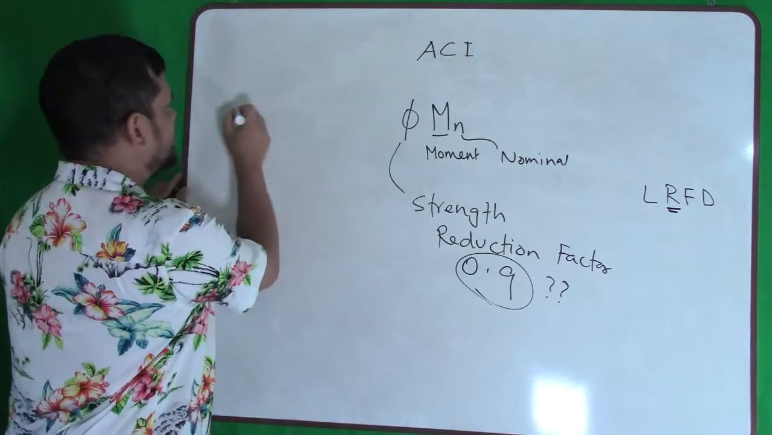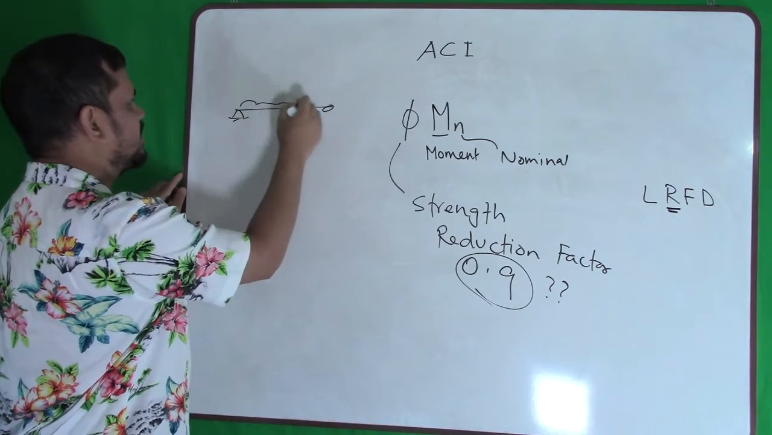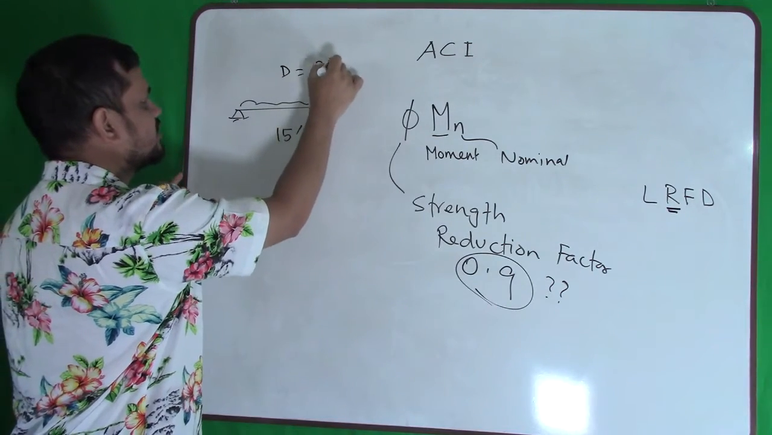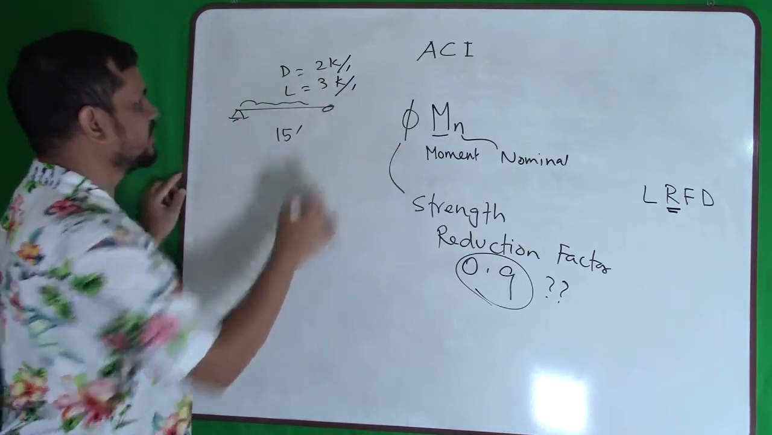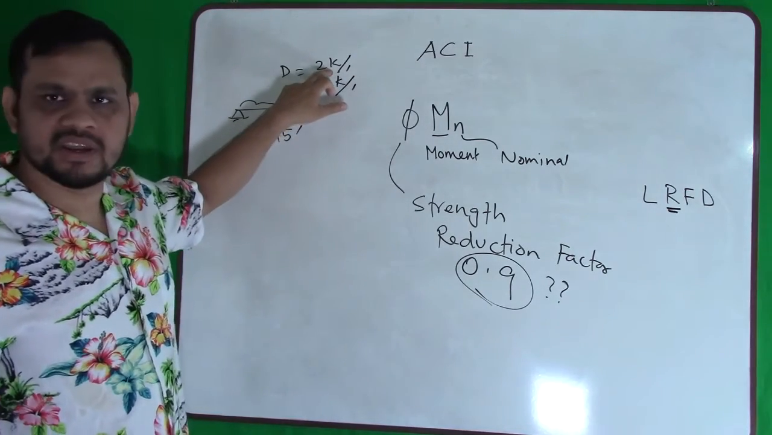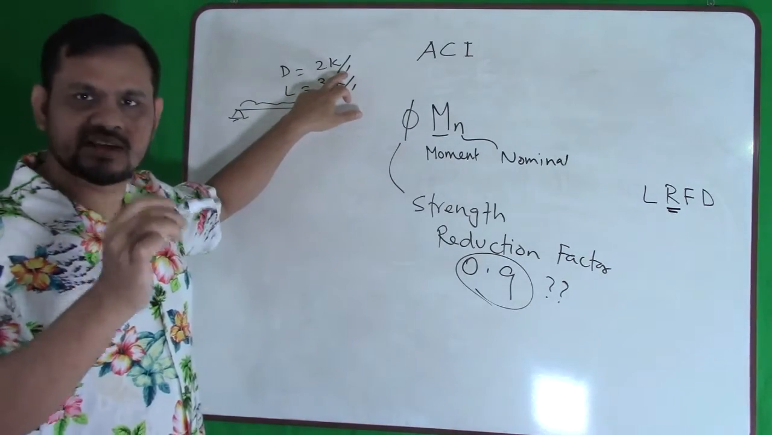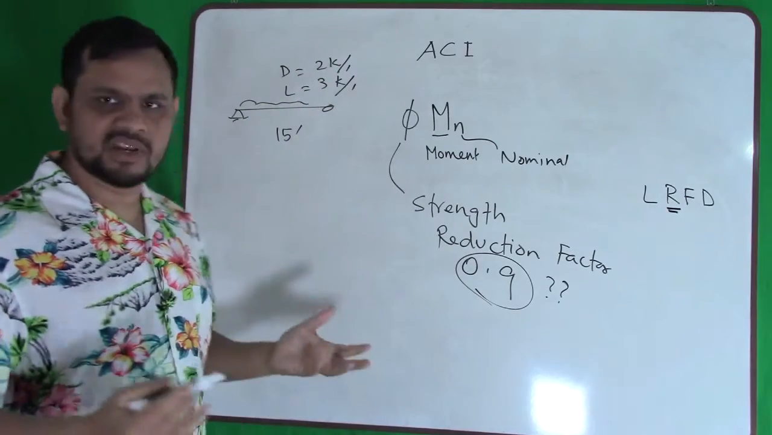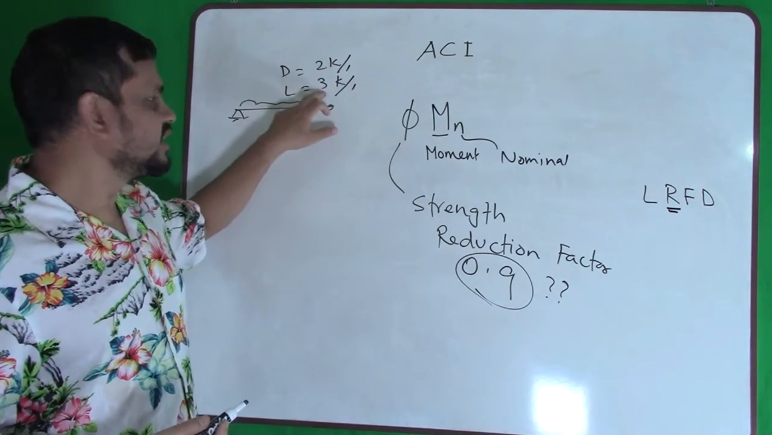Say the beam is this. It is 15 feet. Our dead load, say, 2 kip per feet. Live load, say, 3 kip per feet. Hopefully you know what a kip is. In short we write K per feet, with a dash. Typically we use this in our design. So dead load 2 kip per feet, live load 3 kip per feet.